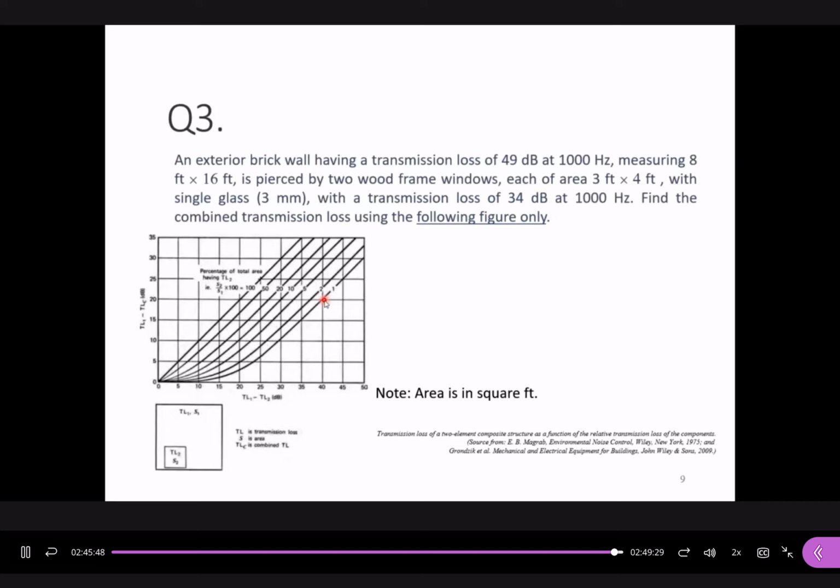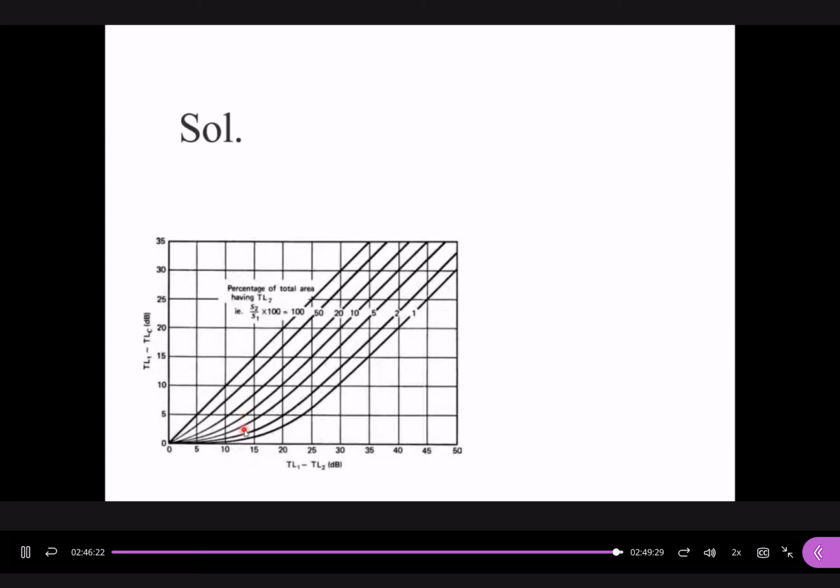Let us try to read through this one, how to read it out. First of all, when you refer to this figure, it explains to us that if we have two components, S1 and S2, we need to find out the horizontal axis, which refers to the transmission loss for the first component minus the transmission loss for the second component. For the vertical axis, this is TL1 minus TLC. TLC refers to the combined transmission loss. In this case, TL1 minus TL2 is 49 minus 34, correct? Okay, it becomes 15 dB. 15 dB is here.